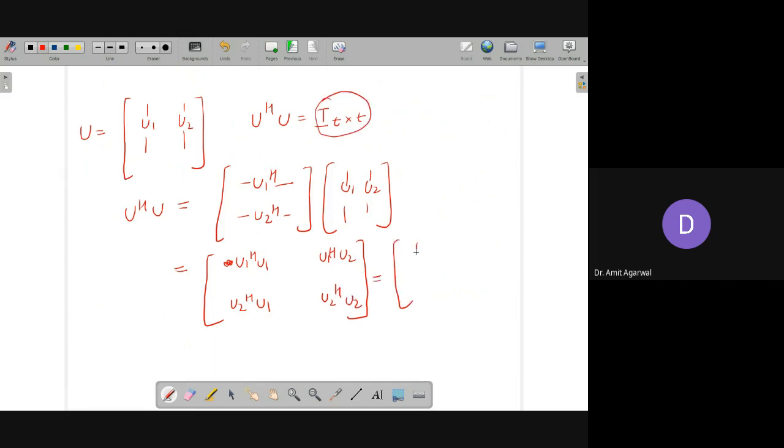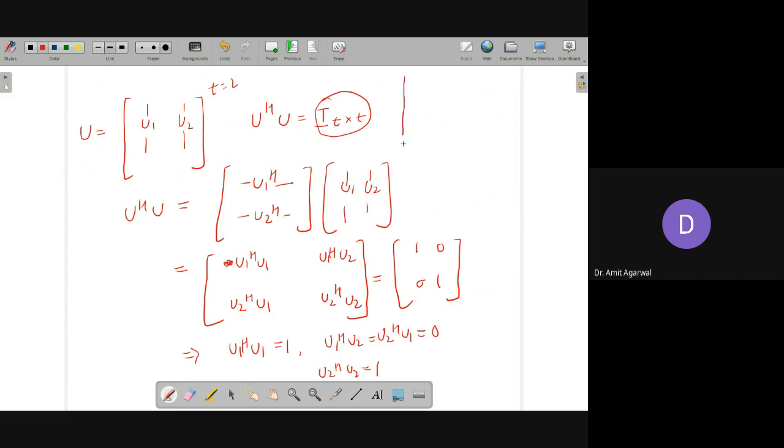This implies, if T is equal to 2, for example, so what does it mean? It means U1 Hermitian U1 is equal to 1. U1 Hermitian U2 is equal to U2 Hermitian U1 is equal to 0. And U2 Hermitian U2 is 1. So this is the condition for orthonormality.